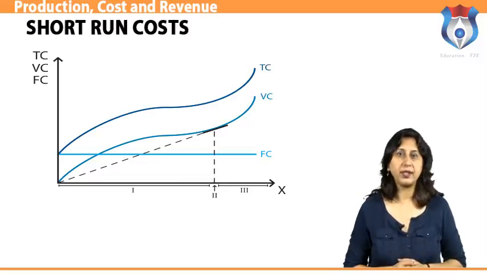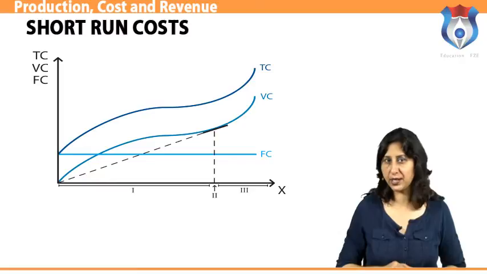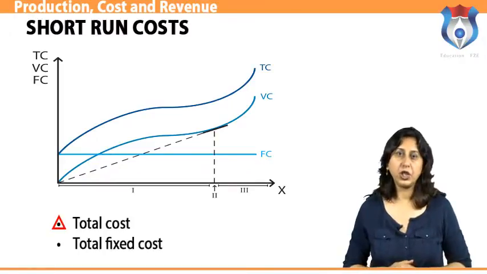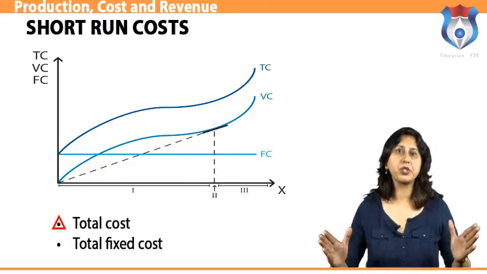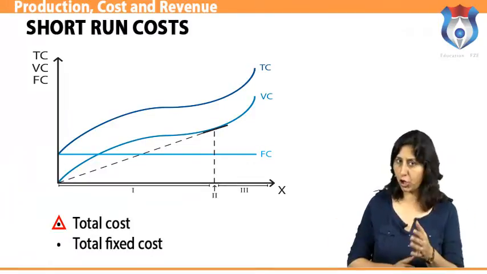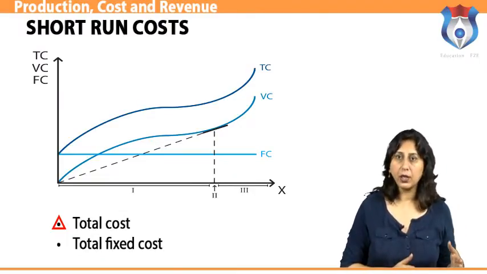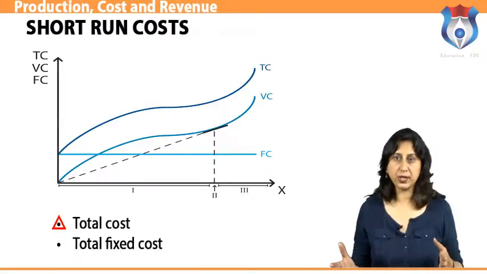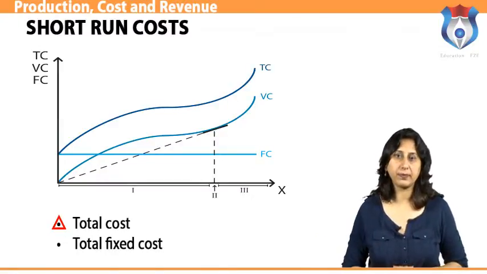Short run costs. In this section, I will introduce you to the various kinds of costs in the short run. Total cost. Total cost is the overall opportunity cost incurred by a firm in production. For short run production, total cost consists of variable cost, which depends on the quantity produced, and fixed cost, which does not vary with production.